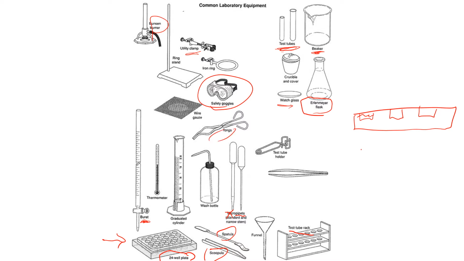Tongs are pretty self-explanatory, I hope. Thermometer, graduated cylinder. So now when we're measuring liquids, we want something like this, and we'll talk about that in greater depth when we start doing significant figures. So this is, like I said, just some things for you to know on a matching word bank and picture section.